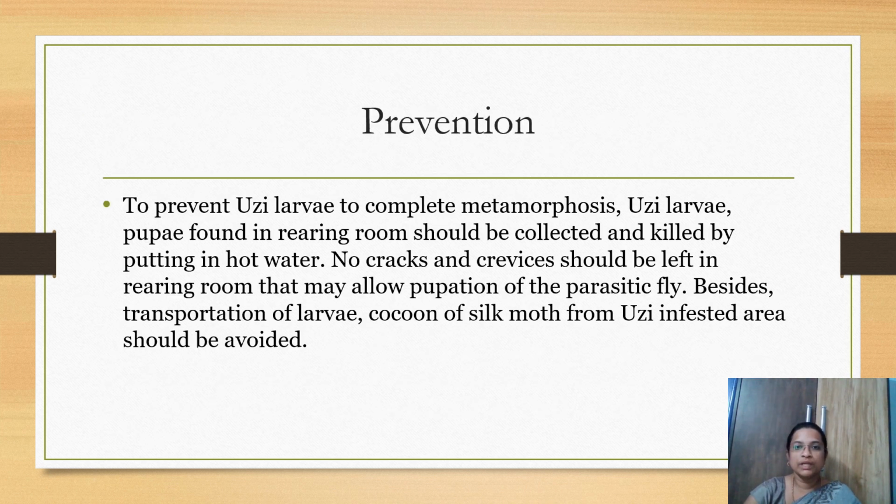As we all know, prevention is always better than cure. To prevent uzi larvae from completing metamorphosis, the uzi larvae and pupae found in the rearing room should be collected and killed by putting them in hot water. All the cracks and crevices in the room should be sealed properly and they must be periodically checked for pupation of the parasitic fly. Besides, transportation of larvae and cocoons of silk moth from uzi infested areas should be avoided.